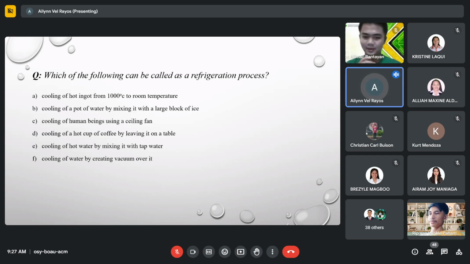Okay, so what is the idea of vacuum or creating a vacuum? Siyempre, vacuum nagagawa siya kapag fully insulated. Yes po, ma'am. From outside its surroundings. So it insulated, cooling of water by creating a vacuum over it. Ibig sabihin, we have a process cooling the water by creating a vacuum over it. Di ba nangyayari pag nagkaroon tayo ng vacuum? Ano nangyayari?